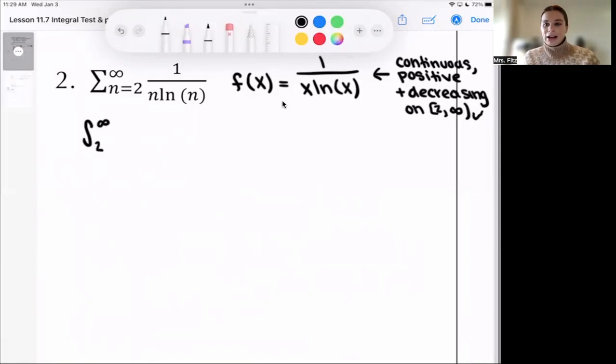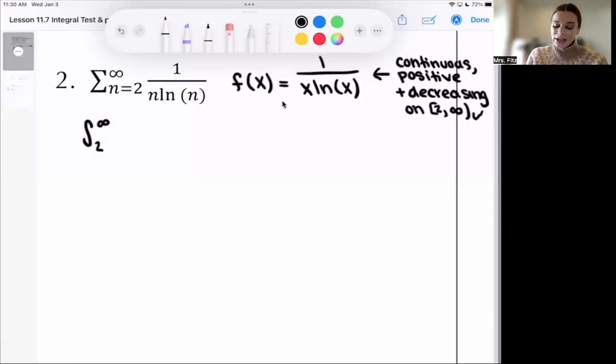They did that on purpose because I just realized natural log of 1 is 0, so that would not be continuous. Sorry about that. But it just needs to be continuous, positive, and decreasing on the interval that it actually gives you for your lower and upper bound of your series. So yes, from 2 to infinity, those hold. Sorry about that. I was just going through the motions too quickly.